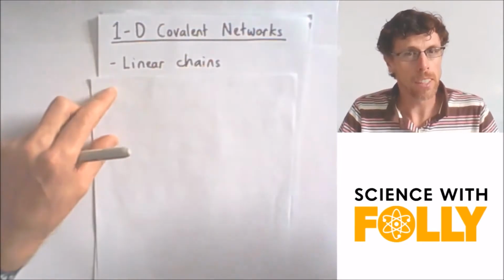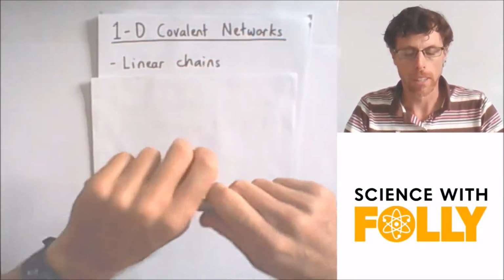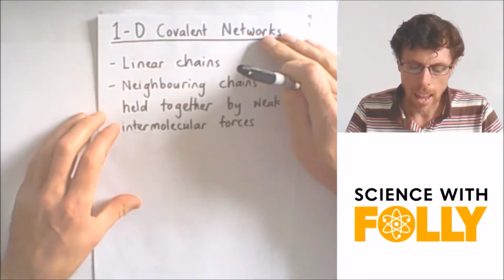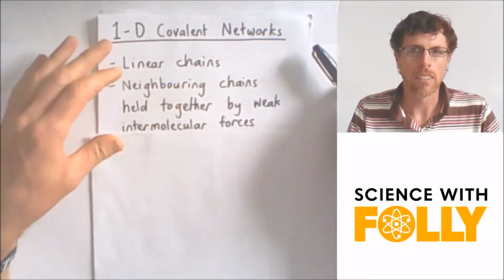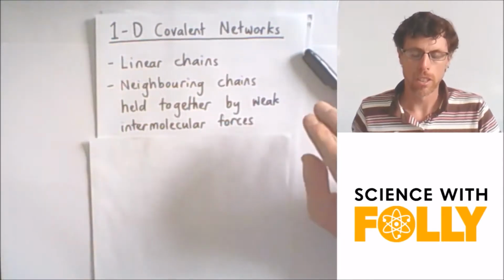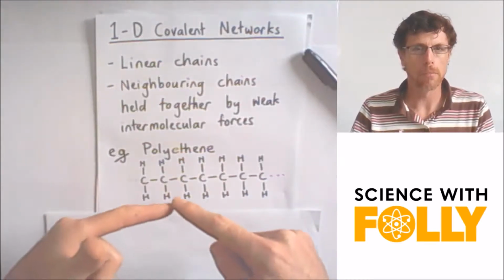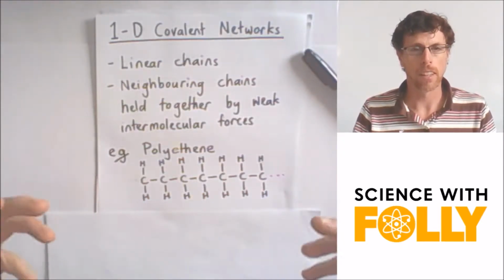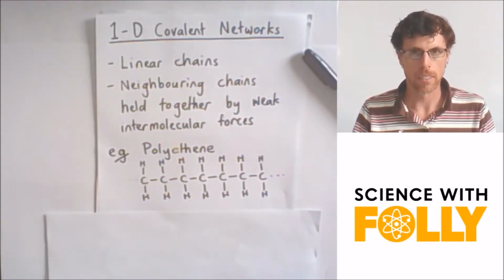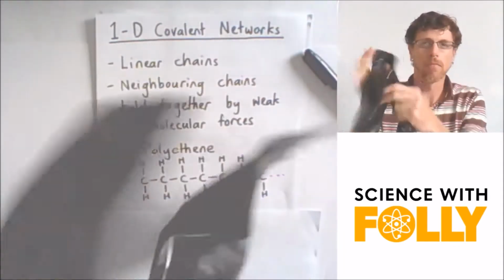These are made up of linear chains of non-metal atoms held together by covalent bonds, and neighboring chains are held together by weak intermolecular forces. For example, here's polythene. Polythene is made up of big long chains of carbon and hydrogen atoms bonded together. Here's an example of polythene, black polythene, like this plastic bag.